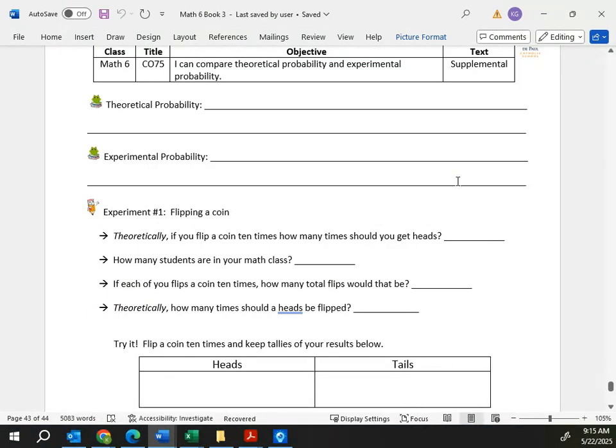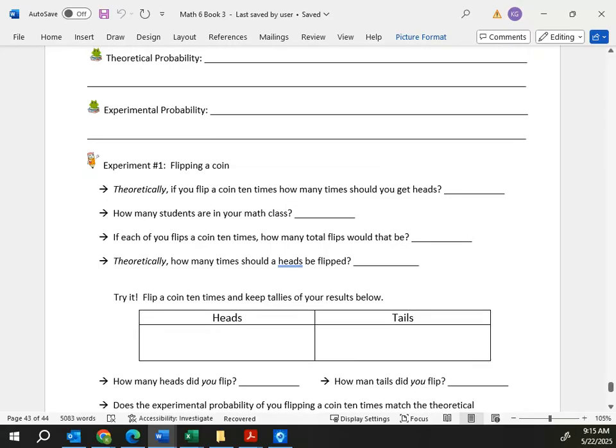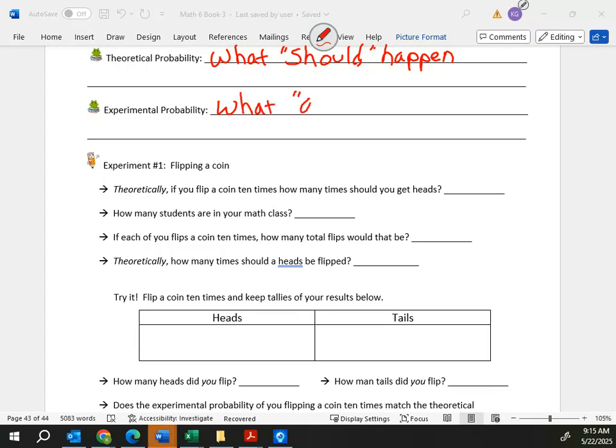All right, good morning. Today we are doing our last objective, CO75. It is talking about comparing theoretical probability with experimental probability. So there are two types of probabilities here. Theoretical is what should happen, whereas experimental is what actually happens.